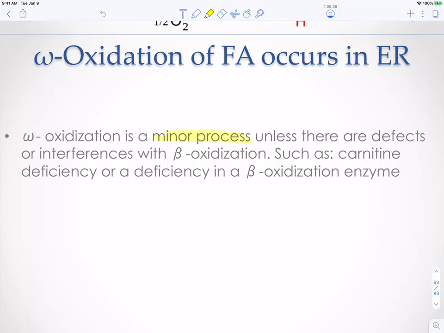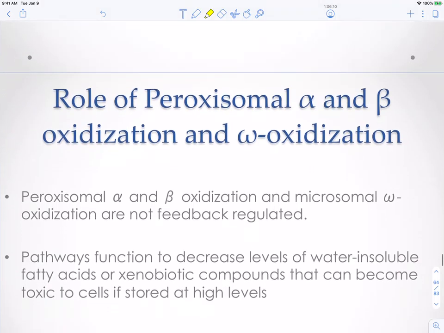There are some defects with the carnitine deficiency, so that you cannot get your very long chain fatty acids into the mitochondrial matrix, or there could be a deficiency of any of those beta oxidation enzymes. And there are many of them. So there's a lot of redundancy in beta oxidation, such that your medium chain synthetases can work on some small ones, and some of the very large can work on the large, etc. So there can be defects in beta oxidation, but they're not very common.